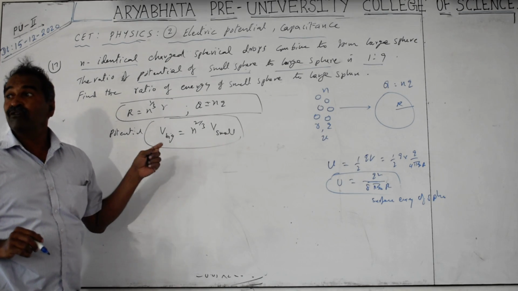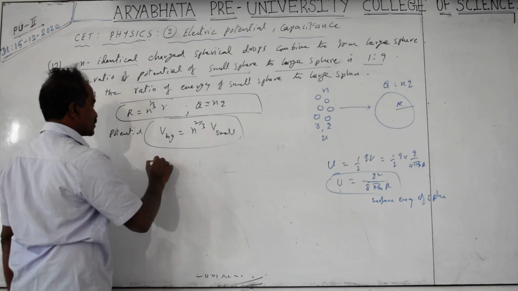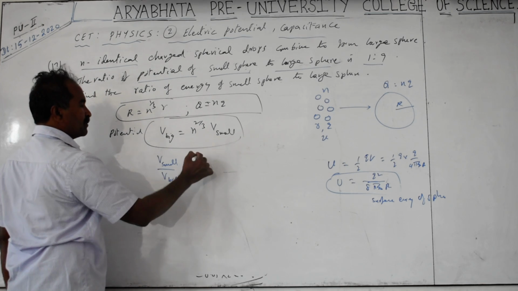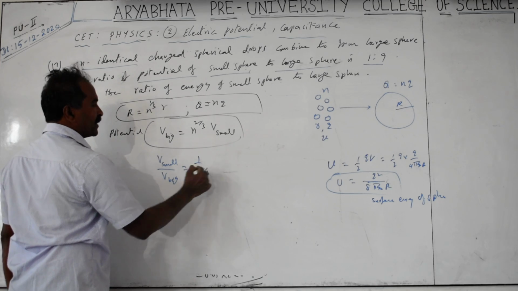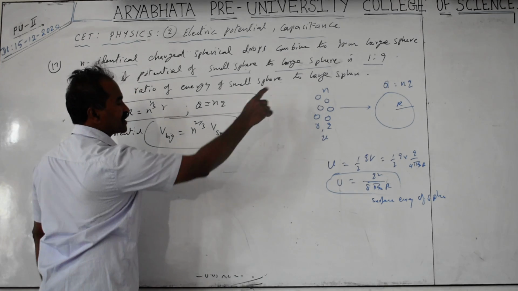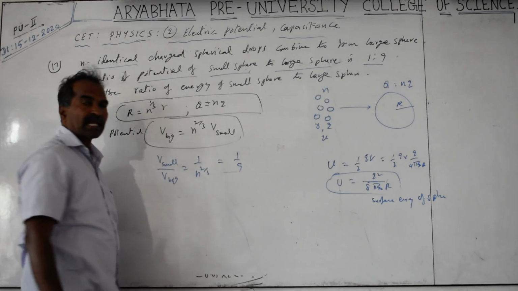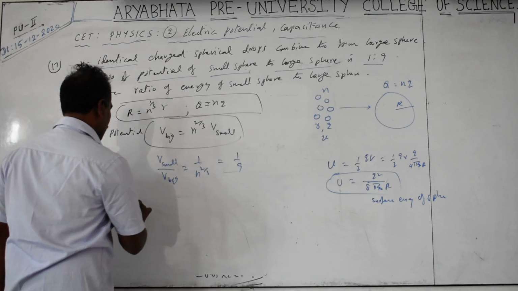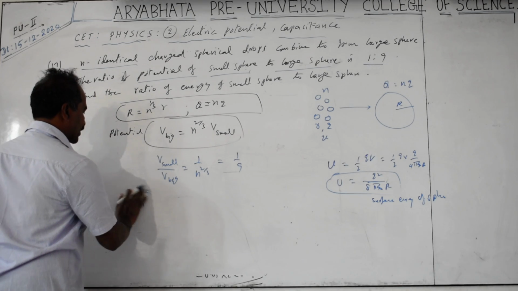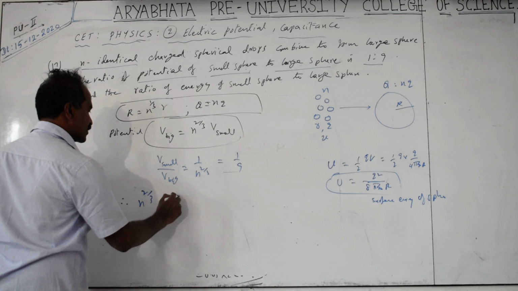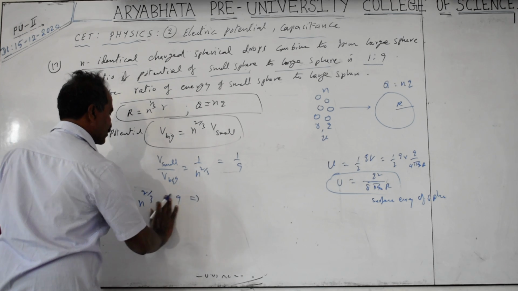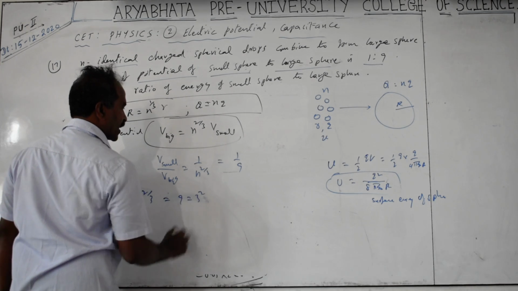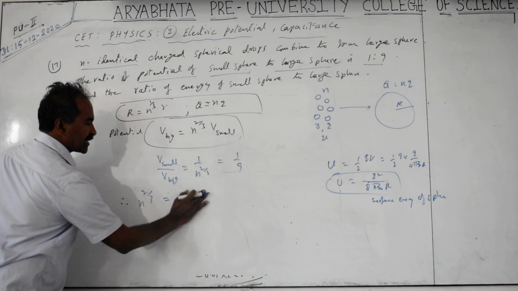From that we can calculate the value of n. V small by V big is 1 by n to the power of 2/3. This value is given as 1 by 9, which can be written in terms of 3 square. Comparing these two ratios, n to the power of 2 by 3 is equal to 9, and 9 can be written as 3 square.